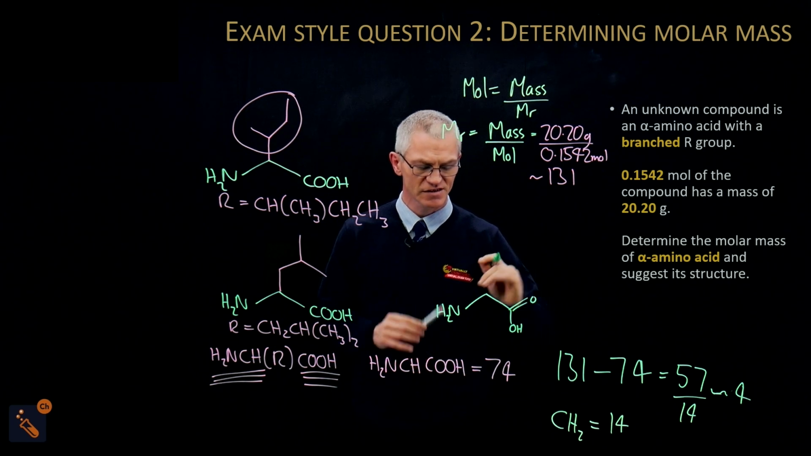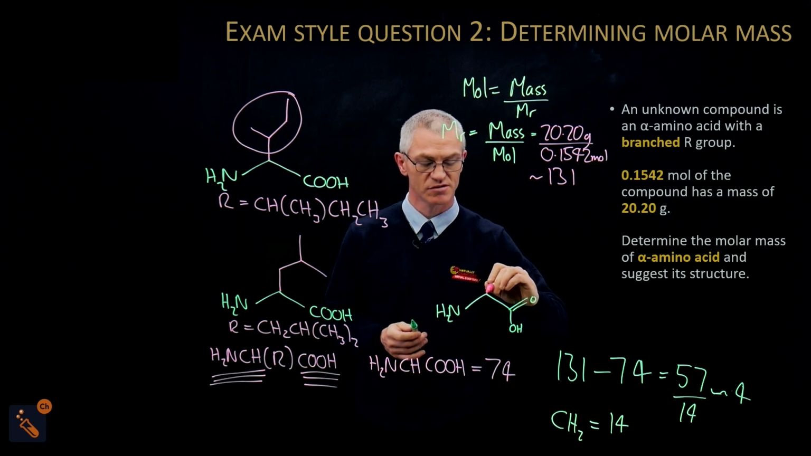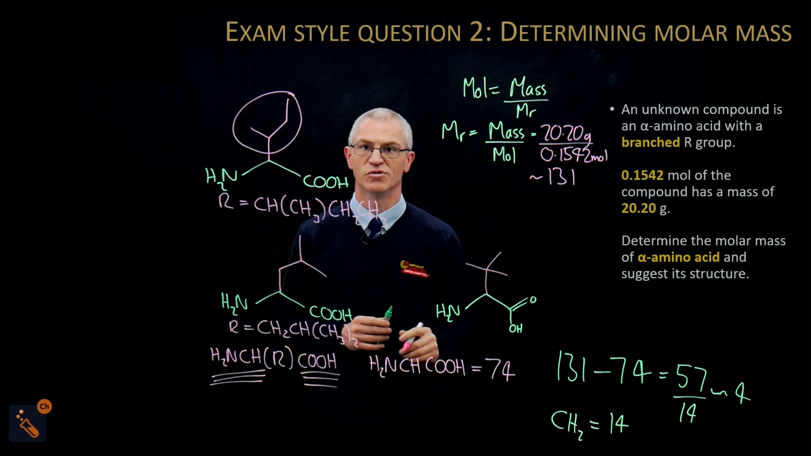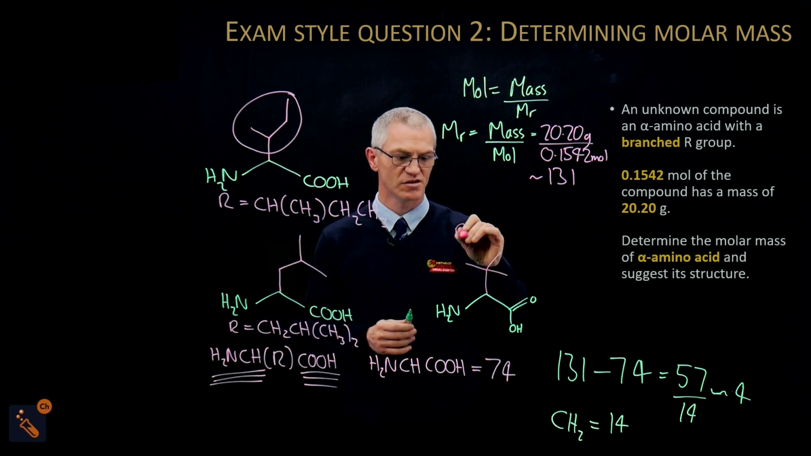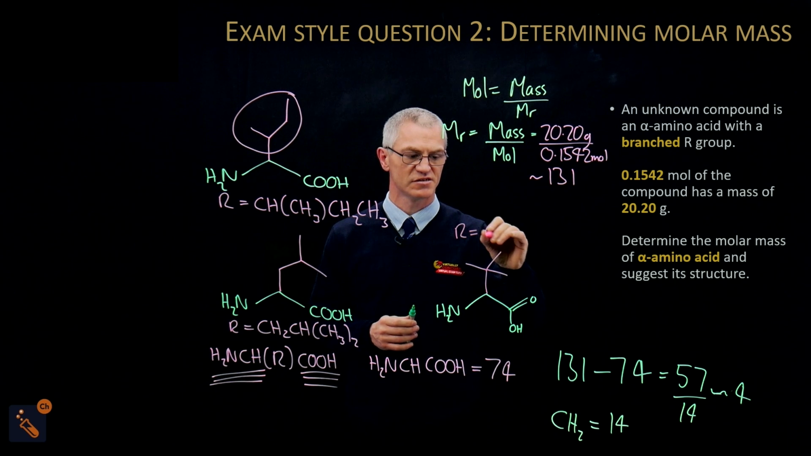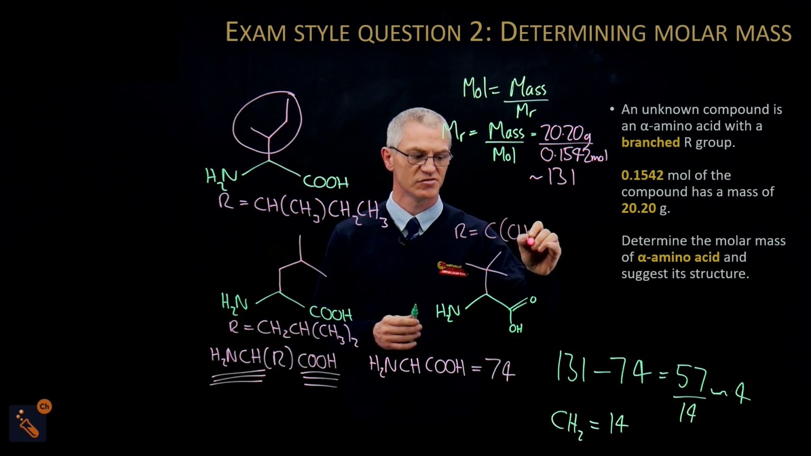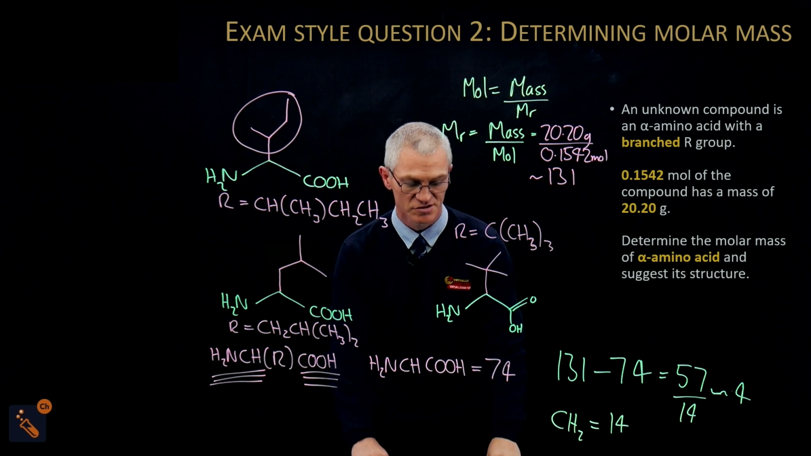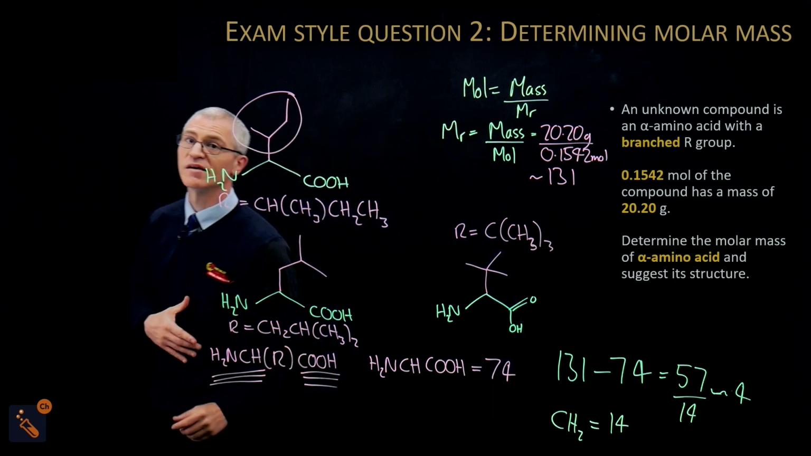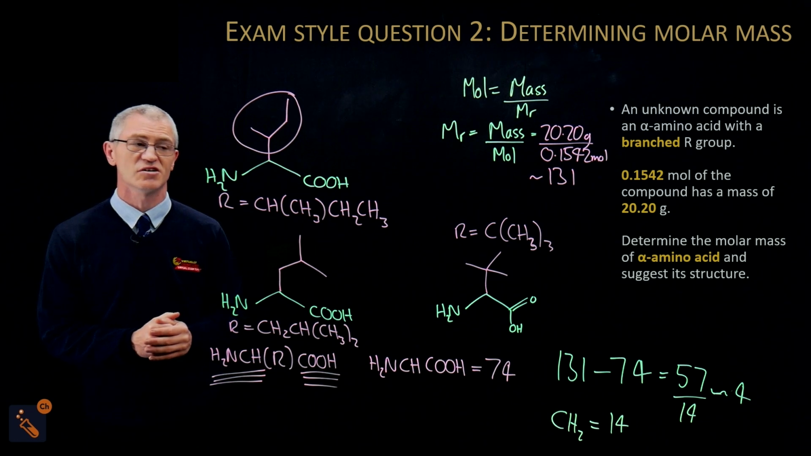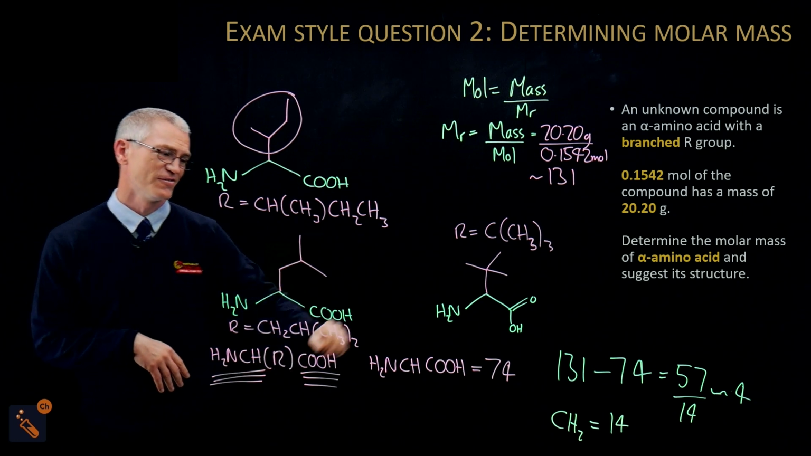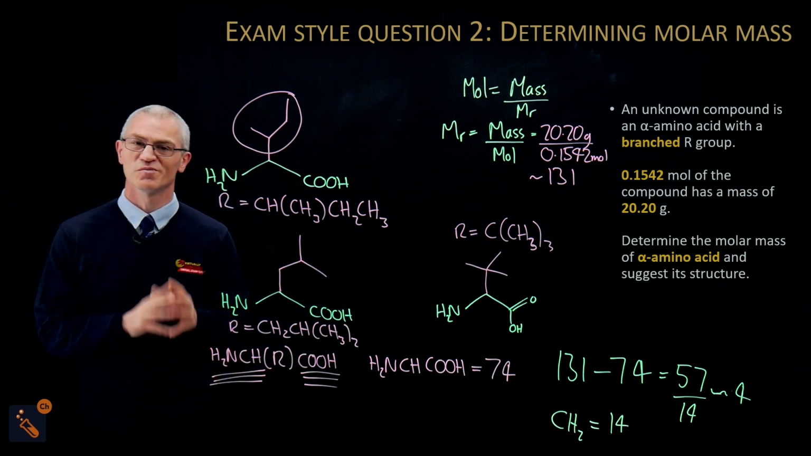And then your last example here, we could put 2 carbons on and then 2 branches like that. That would mean that your R group is going to be C with 3 CH3s on. So 1, 2, 3 CH3s. So we have a question that's asking you to suggest a structure. If you suggested that structure, that structure, or that structure, it would all be correct.